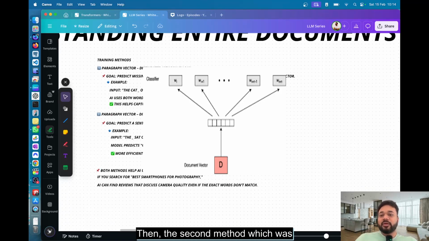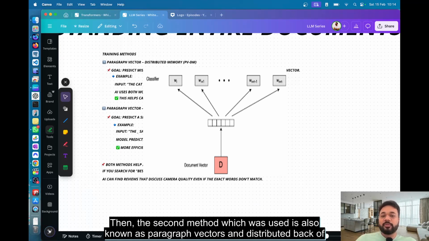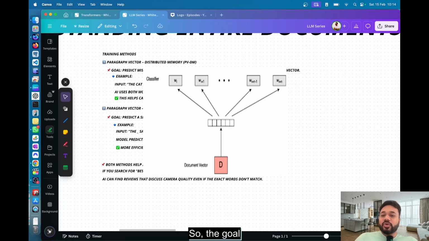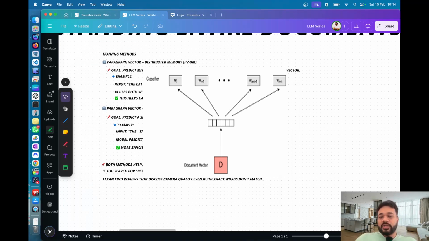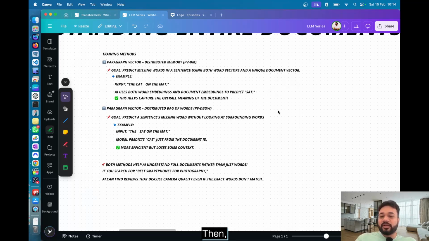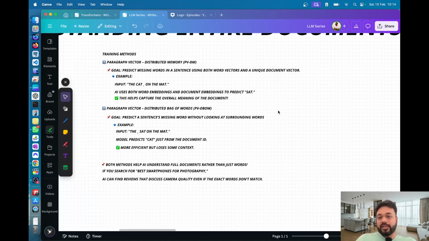Then the second method is known as paragraph vector distributed bag of words, or PV-DBOW for short. The goal here is to predict a missing word in a sentence without looking at the surrounding words. Again, I'll give you an example where we have an input such as the dash sat on a mat. Then the model predicts cat just from the document ID itself. Now, this is more efficient, but it loses some of the context, right?